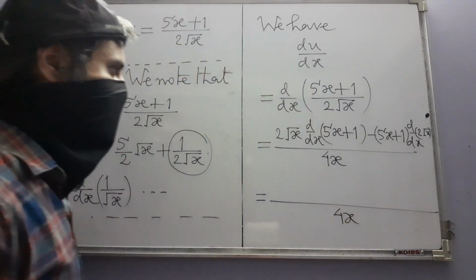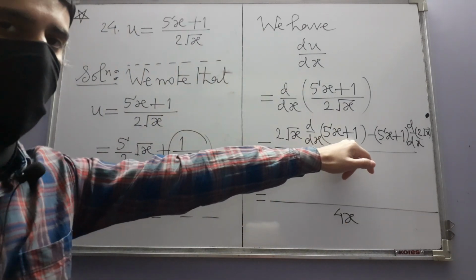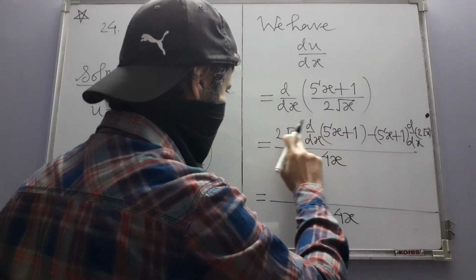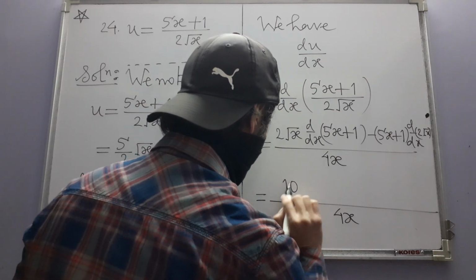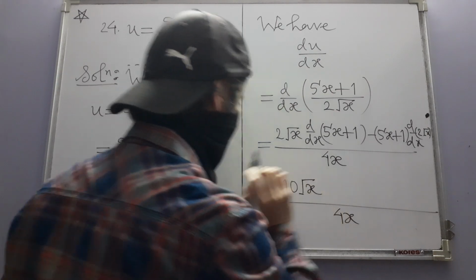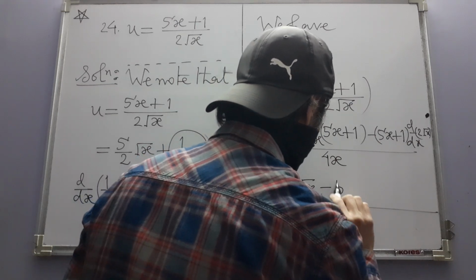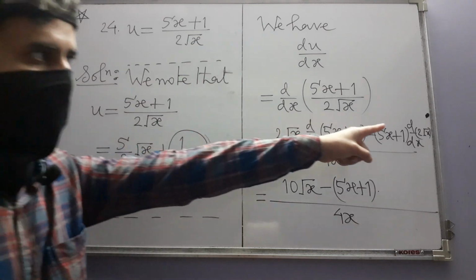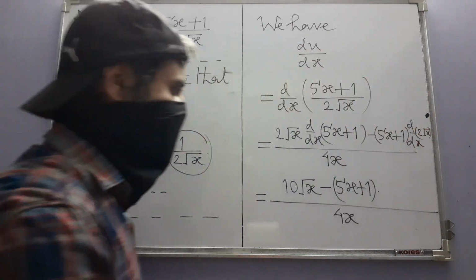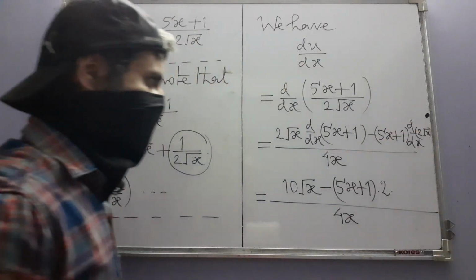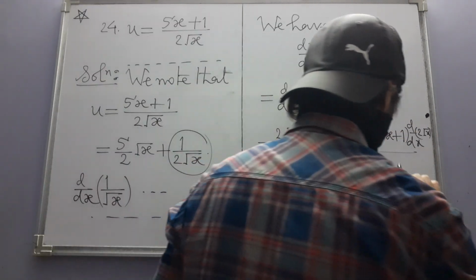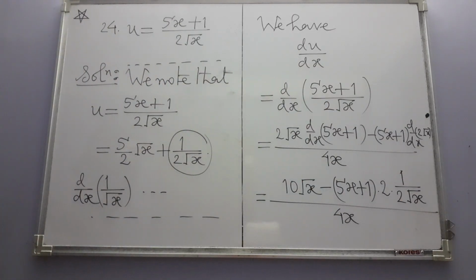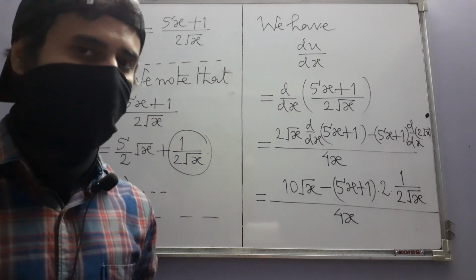So 4x. Now you know what will happen if you differentiate this. You will get 5 times 1 plus 0. That 5 and this 2 will give you 10 root x minus 5x plus 1 times, from 2 root x, 2 of course comes outside, and then you differentiate root x, and we already know what the derivative is, 1 divided by 2 root x. So there will be that little cancellation there.